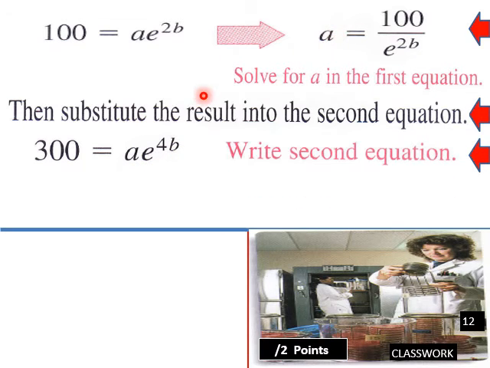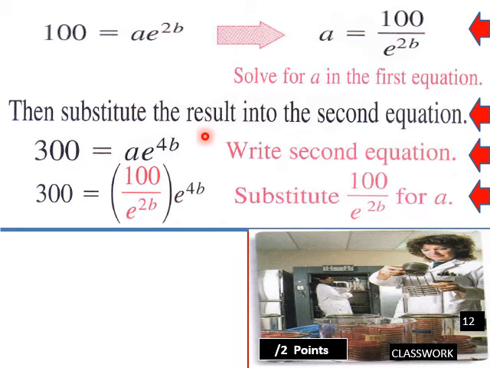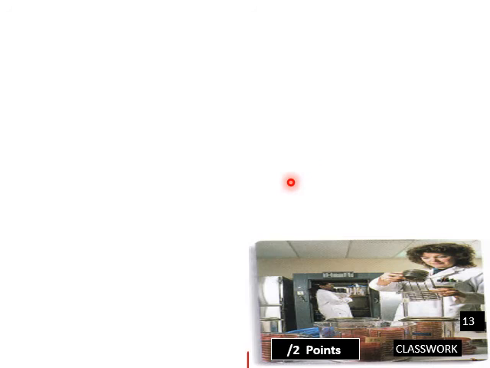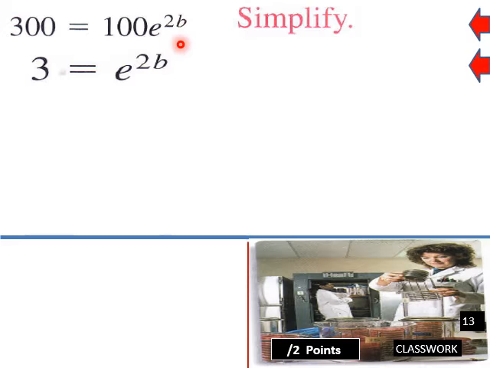We know what a is, so we substitute that into this equation here. 300 equals 100 over e to the 2b, that's our a, times e to the 4b. So we substituted this for a. Once we do that, we continue to solve here. 300 equals 100 e to the 2b. We simplified the initial expression.